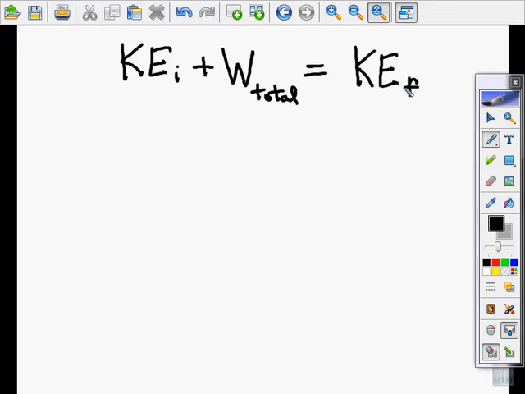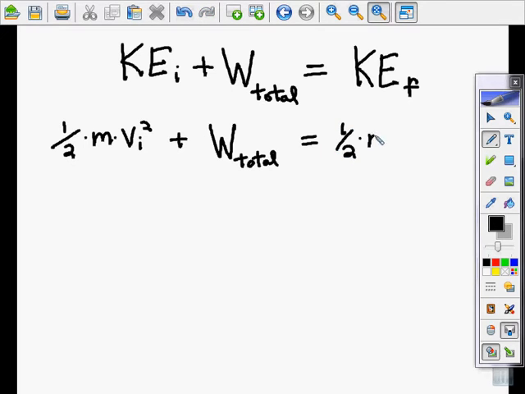And if we want, we can expand out those kinetic energy formulas. So the initial kinetic energy is 1/2 times the mass times the initial velocity squared, plus the total amount of work done, equals the final kinetic energy, which again I can expand out into 1/2 times m times vf squared.